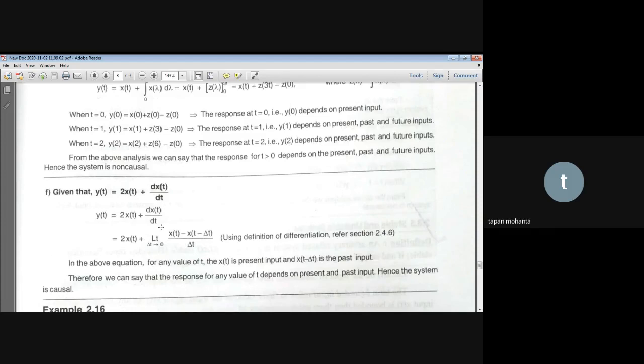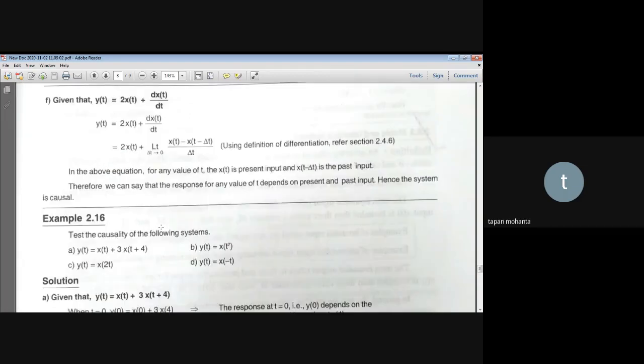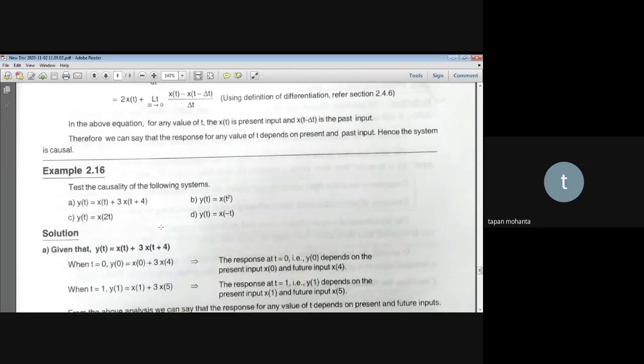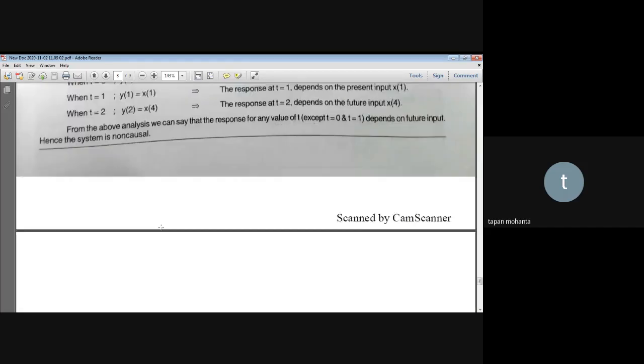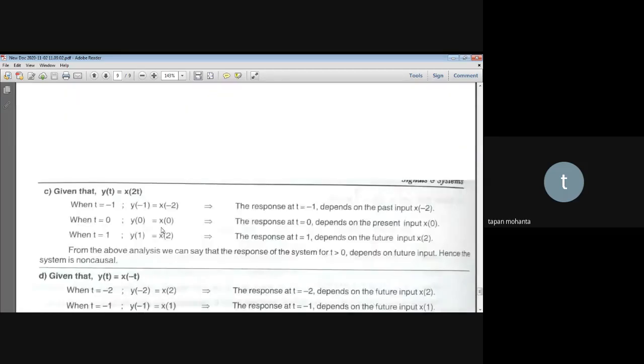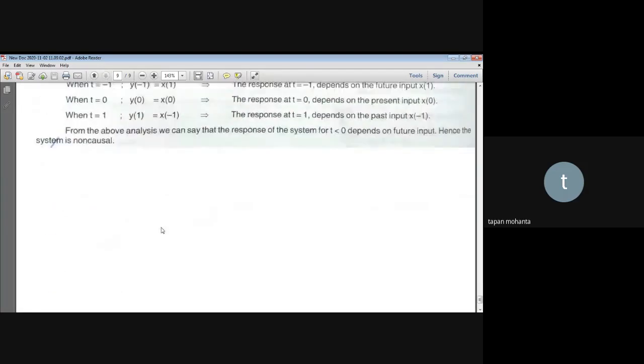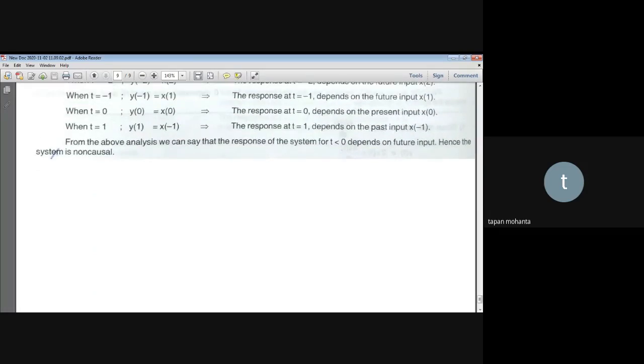Okay. I am already sending other examples, so you can practice at home. I can provide them to all of you by mail. Okay. So these are the examples. Is there any doubt? You can ask me.